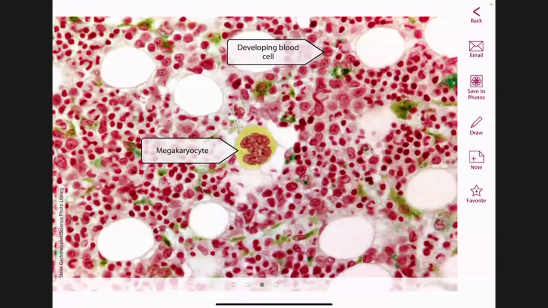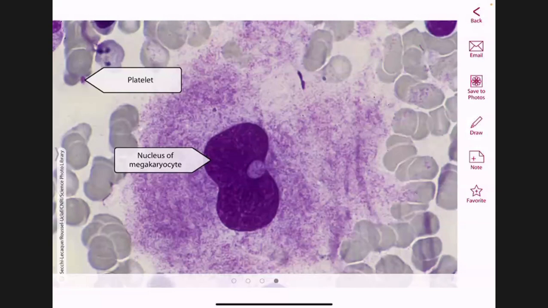Megakaryocytes, they break. See, megakaryocyte has a nucleus. This will break within the bone marrow. These megakaryocytes, they break and they give rise to what? They give rise to blood platelets, thrombocytes. Very good. Okay, see, this is the nucleus of megakaryocyte, and then it breaks and forms blood platelets.